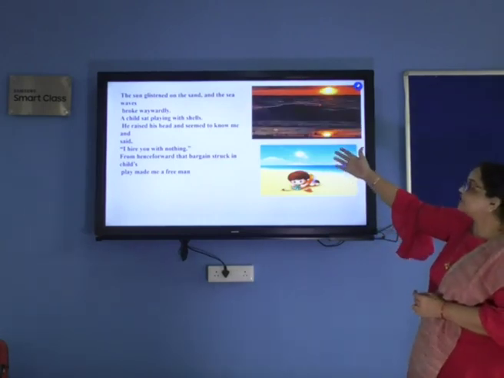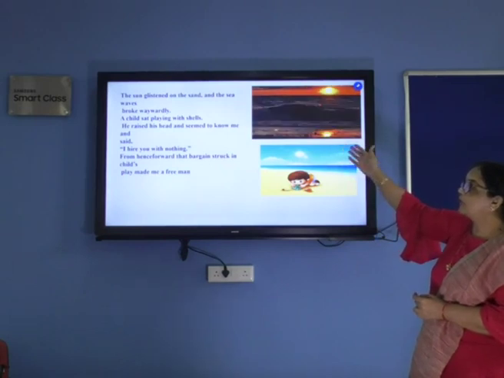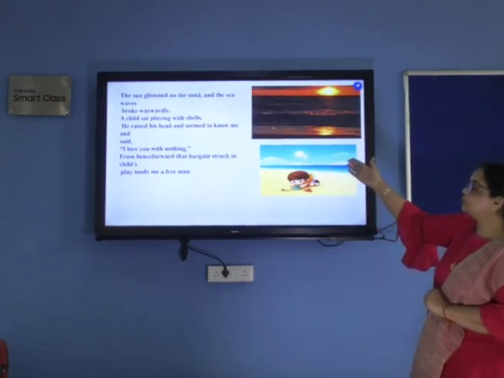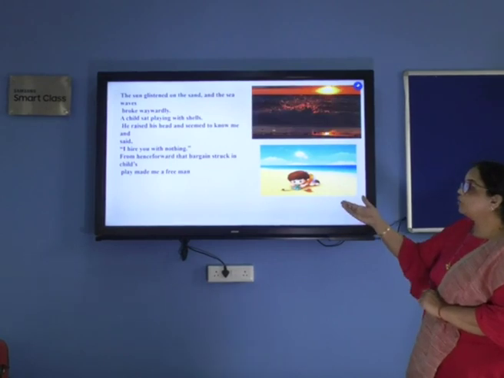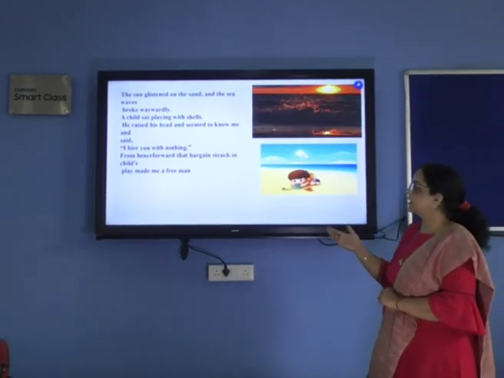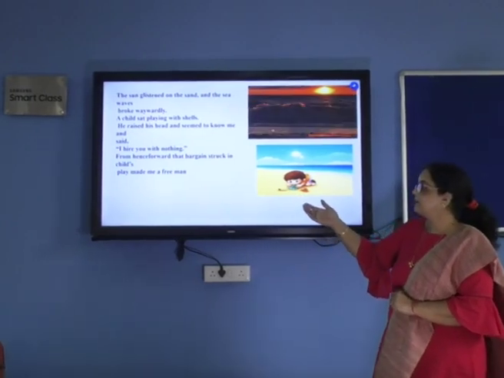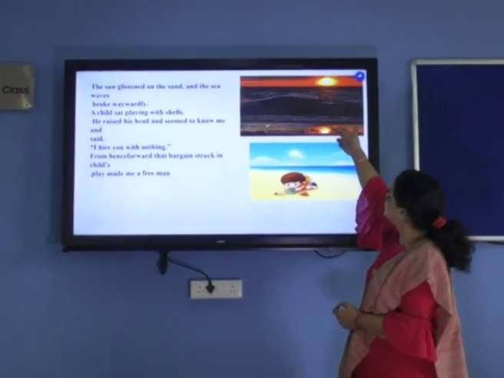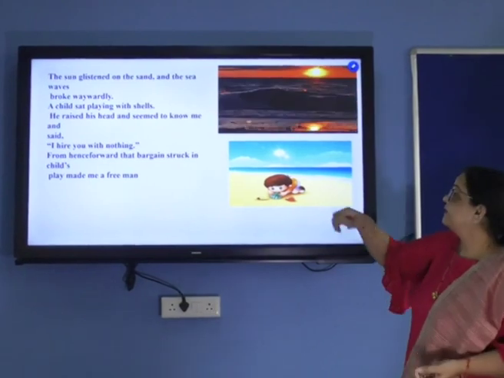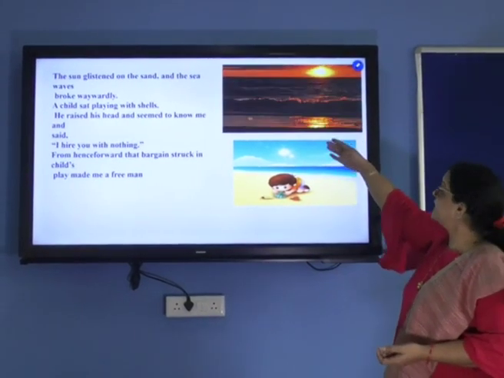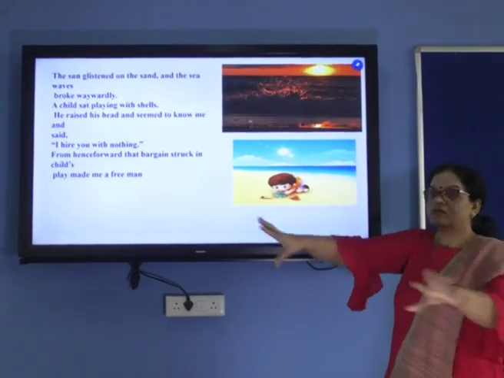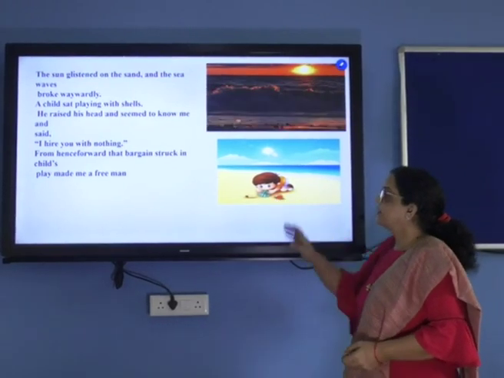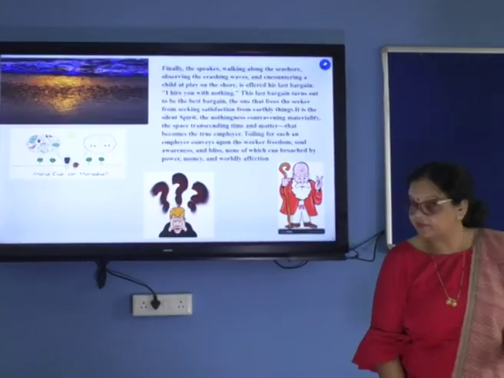The sun glistened on the sand, and the sea waves broke waywardly. A child sat playing with shells. He raised his head and seemed to know me and said, I hire you with nothing. From henceforward that bargain, struck in child's play, made him a free man. So you can see the sun is glistening. Here you can see in the picture. Glisten means shining. And the sea waves break waywardly, the sea waves are coming up and down. Waywardly means spreading in all directions. A child is playing with the shells. Okay, and he says, I'll hire you with nothing.